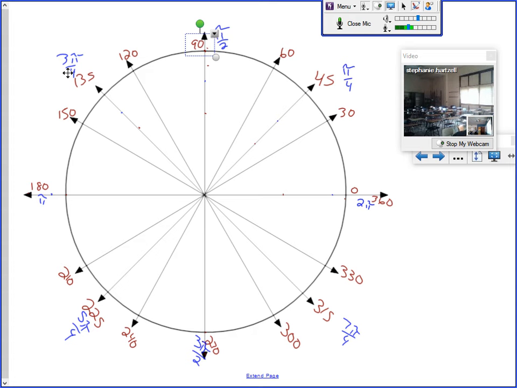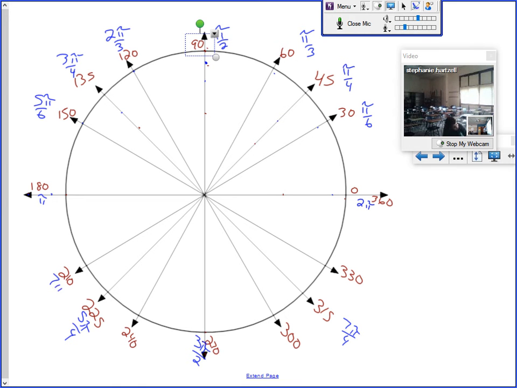So for every 30 degrees, you are moving up 1/6. We said that at 30 it was pi over 6. At 60 was 2 pi over 6, but we wrote it as pi over 3. So we have 1/6, 2/6, 3/6, 4/6, 5/6, 6/6 gives us our whole.